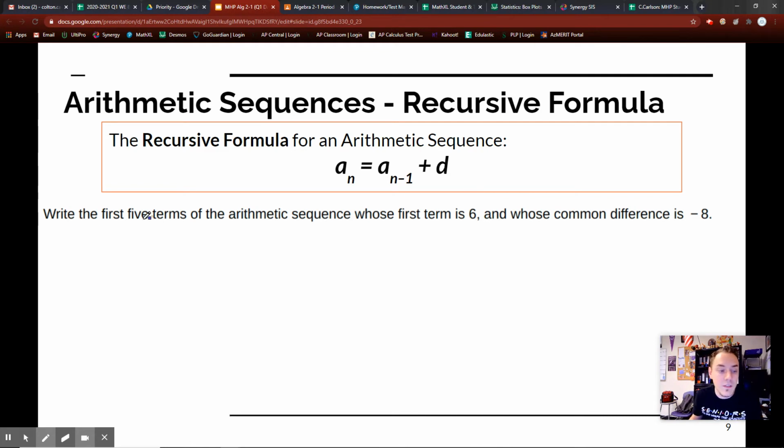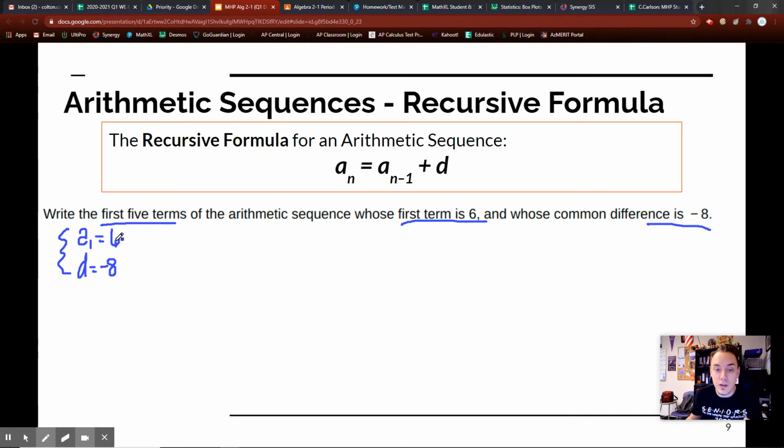So look at it. Find the first 5 terms of the arithmetic sequence whose first term is 6, whose common difference is -8. So I usually do my little squiggly thing here. Let's define our variables. A sub 1 equals 6. What is my common difference? My common difference is -8. They told us this. And we already did this in the last slide. Yes? Yes.